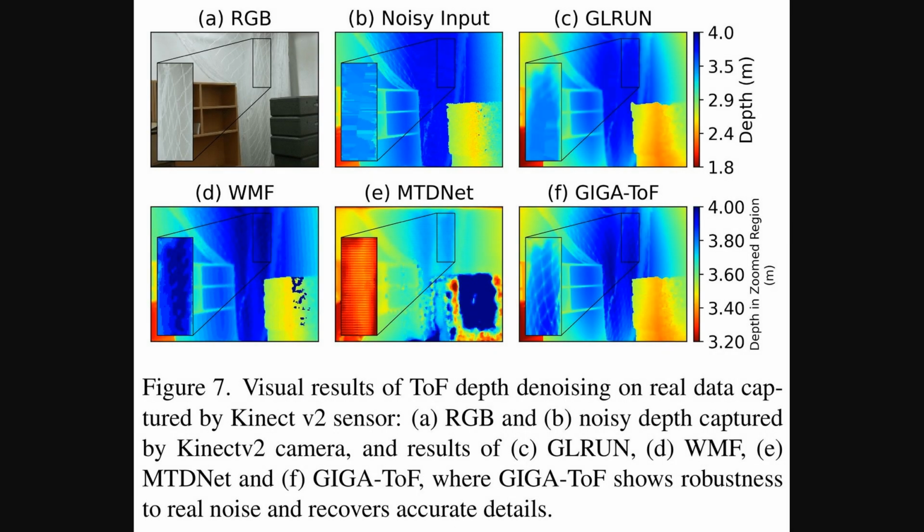Okay, so performing well in synthetic data is one thing, but the real test is generalizing to messy, real-world data. And that's what this figure shows, using a Kinect V2 sensor. What's crucial here is that GIGA-ToF was trained only on synthetic data. Looking at the other methods, they either blur details or introduce major artifacts. But the GIGA-ToF result is incredibly robust. It cleans up the noise while accurately preserving the fine details of the bookshelf and the wall. This really validates its effectiveness in practical, real-world scenarios.